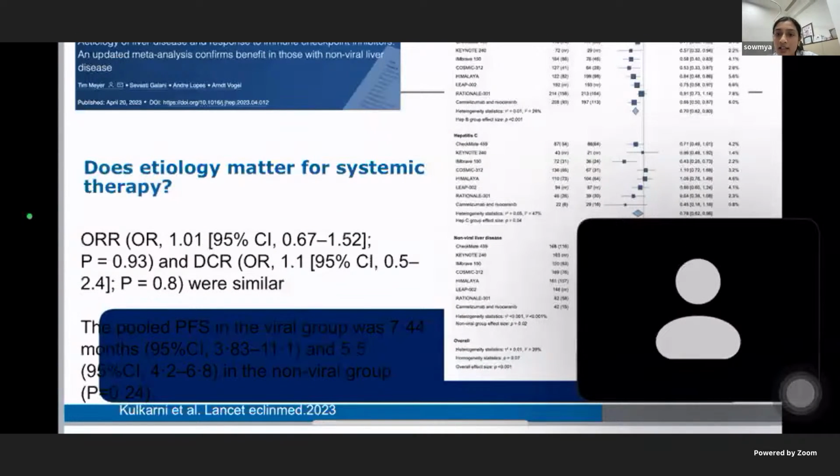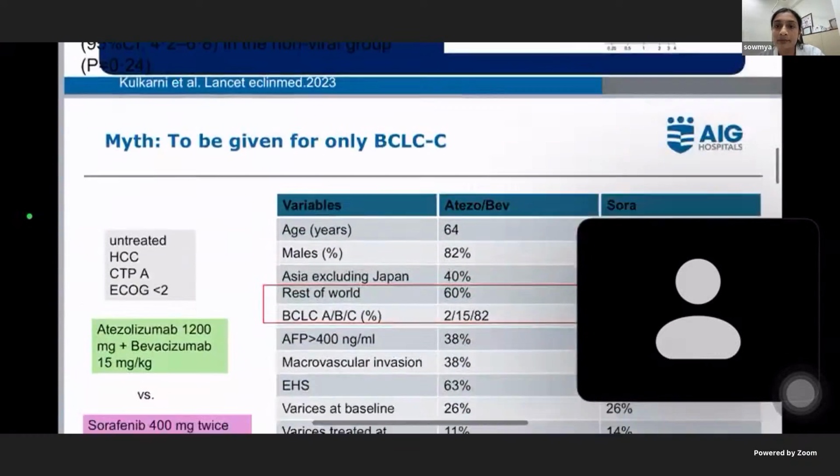So this is a study done by Dr. Kulkarni et al. at AIG. And even in this study, the non-viral etiological group had good overall survival and PFS. And it's a meta-analysis, and comparing many studies showed comparable efficacy in viral and non-viral etiologies with immunotherapy.